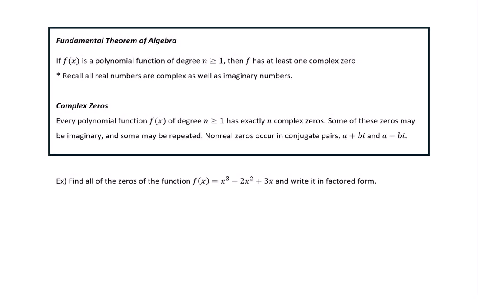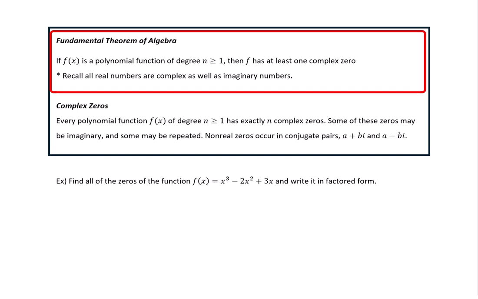Now we're looking at the fundamental theorem of algebra. If the function f(x) is a polynomial function of degree n greater than or equal to 1, then f has at least one complex zero. One thing I want us to recall is that all real numbers are complex, as well as the imaginary numbers.